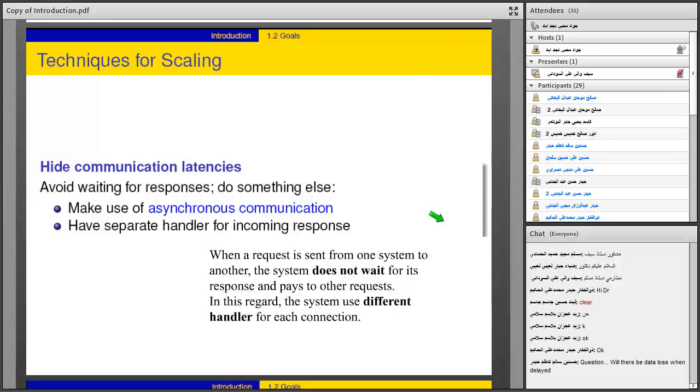Again, when the request is sent from one machine to another, the system doesn't wait for its response and passes to other requests. In this regard, the system uses a different handler for each kind of connection.